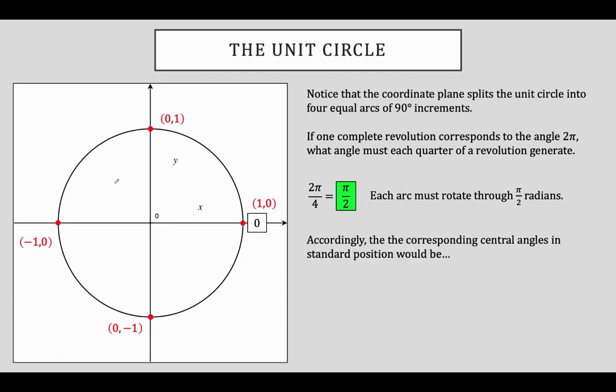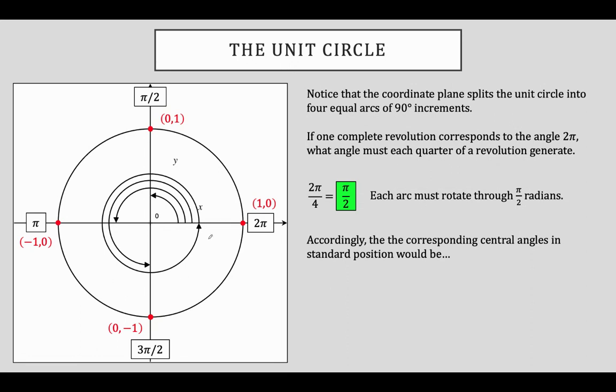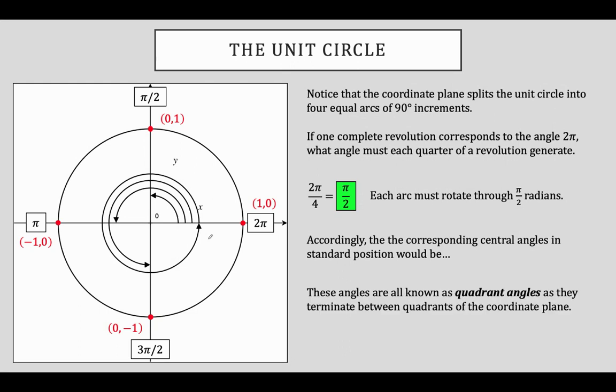So that means that the corresponding central angles in standard position would be, again, we start with 0. We have pi over 2, that would be 1/2 pi. We have pi, the equivalent of 180 degrees. Notice I have 1/2 plus 1/2 plus another 1/2, which gives me 3/2 of pi, 3 pi over 2. And finally, if I have 1/2 plus 1/2 plus 1/2 plus 1/2, that gives me 2 pi, coming around to a full revolution of 360 degrees. Okay? These angles are all known as quadrant angles as they terminate between the quadrants of the coordinate plane.